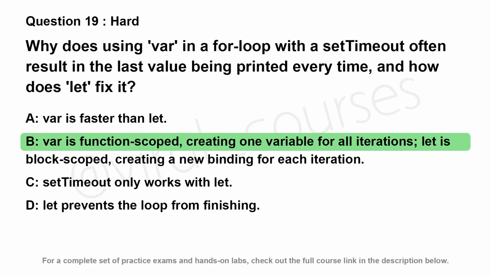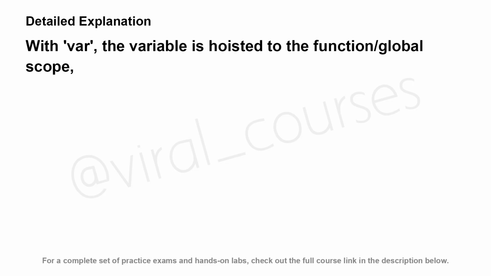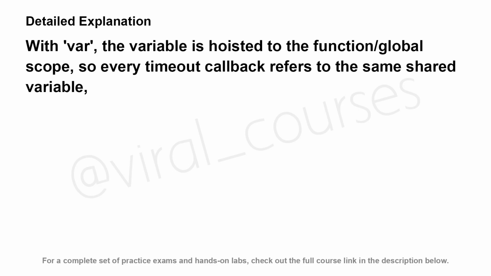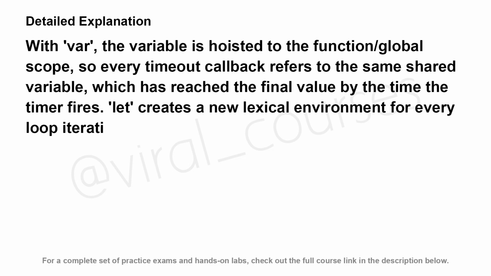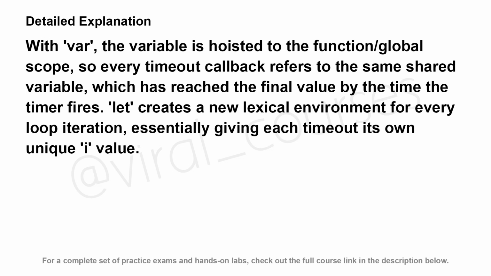The correct answer is B. With var, the variable is hoisted to the function or global scope, so every timeout callback refers to the same shared variable, which has reached the final value by the time the timer fires. let creates a new lexical environment for every loop iteration, essentially giving each timeout its own unique i value.